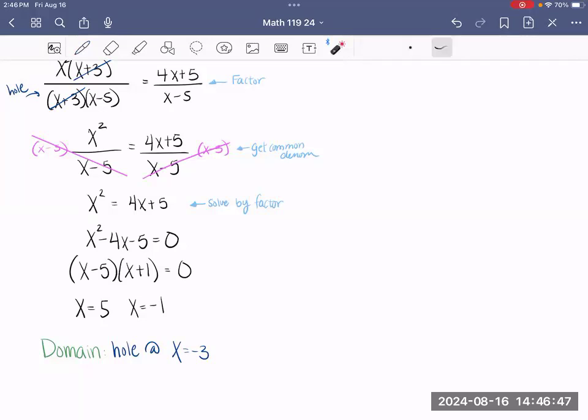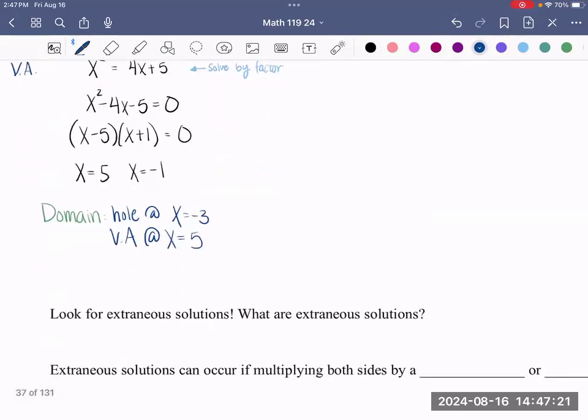Then what other restriction do you have? Well, we also have a restriction anytime it comes to your denominator. What number is not allowed underneath any sort of division sign? We cannot divide by 0. So that just means that x minus 5 cannot be equal to 0. This is your vertical asymptote. So you have a vertical asymptote when x is equal to 5.